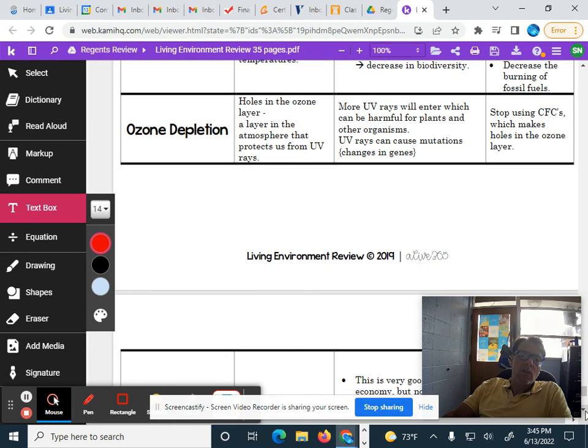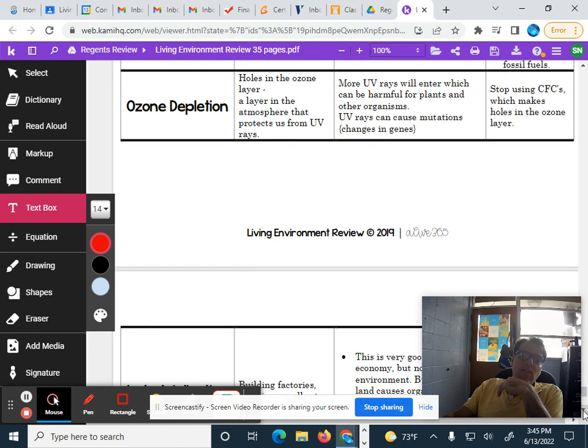Ozone depletion has caused holes in the ozone layer, which allows us to be exposed to more ultraviolet radiation. It's harmful for plants. It's harmful for humans, can cause cancer. It's caused by CFCs. It is a bit of a success story. The hole is getting smaller because we've stopped using really bad chlorofluorocarbons, which were in a lot of products like Freons and hairsprays and aerosols.